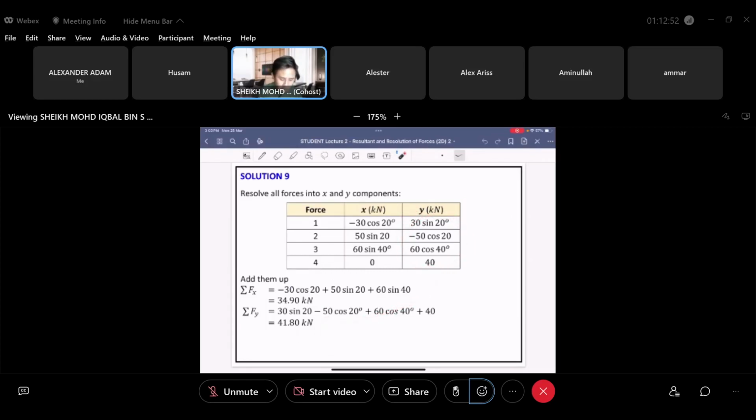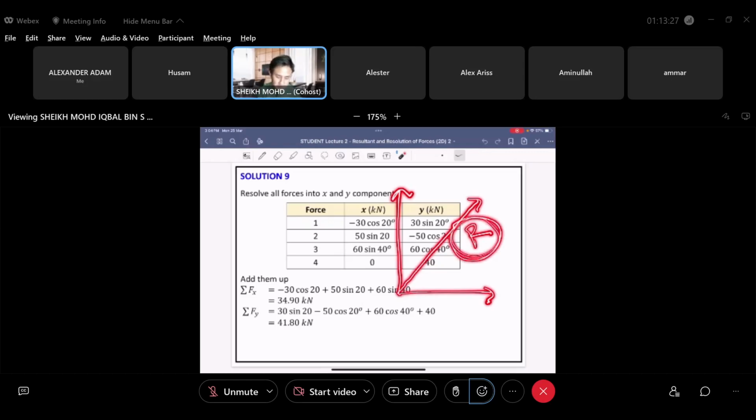Once you have the sum of the forces in the x and y direction, we can now draw our resultant force. So the sum of force in the x direction is 34.90 kilonewton, so it's positive, so it's going to the right. And then in the y direction it is 41.80 kilonewton positive, so it's going upwards, right? So your resultant force will be here.